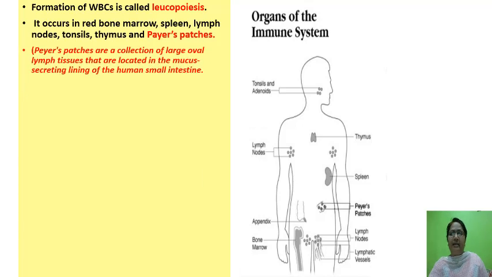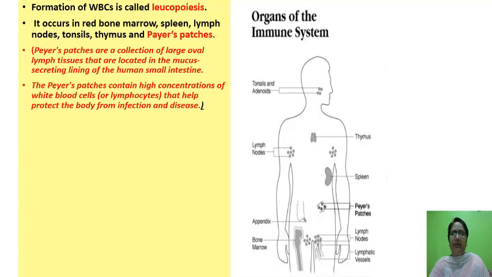Peyer's patches means what? They are collections of large oval lymph tissues that are located in the mucus secreting lining of the human small intestine. Peyer's patches contain a high concentration of WBCs that help to protect the body from infection and diseases.